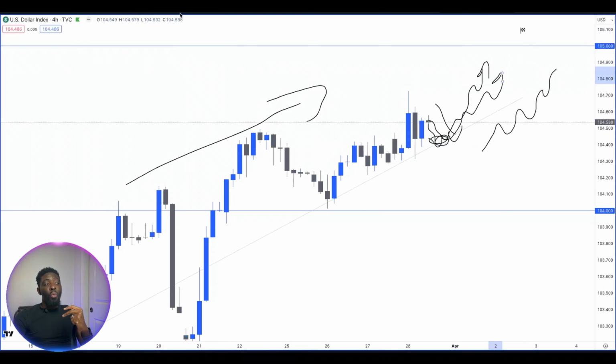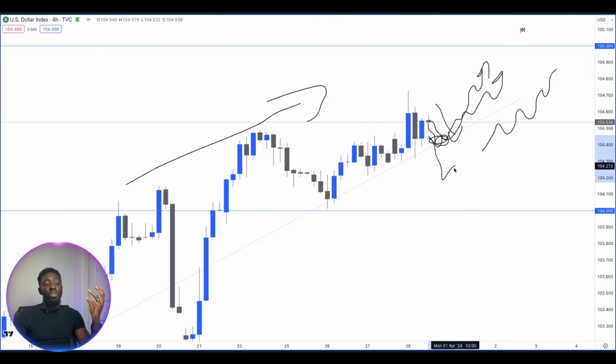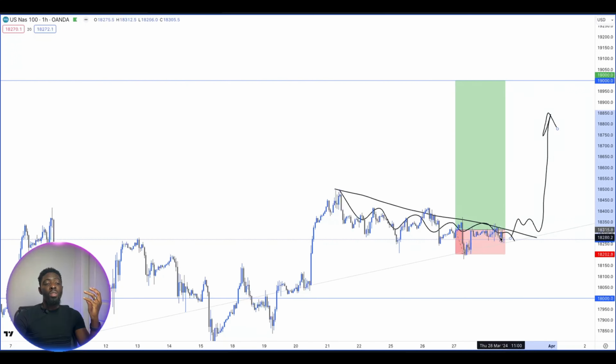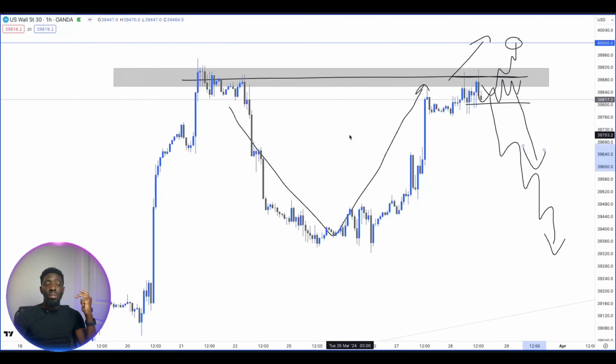So we could see buying opportunities on NAS100 if the DXY decides to sell, because that's just a clue for me. If the DXY decides to drop, I'll look at NAS100 and take these buying opportunities. But if the DXY decides to buy impulsively, then I'm looking at, say, US30. I'm looking for these sales to come in.